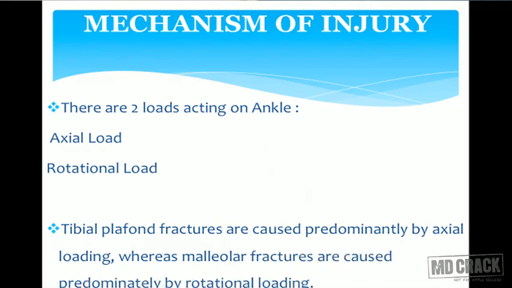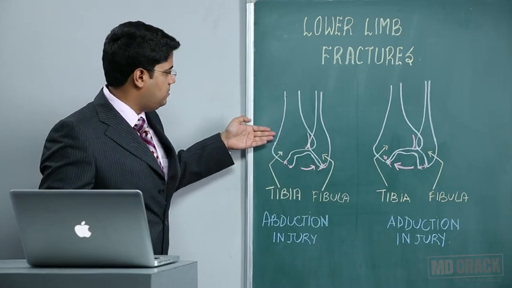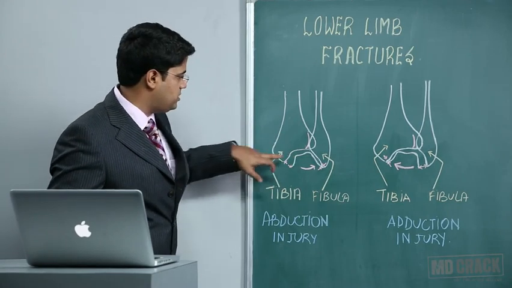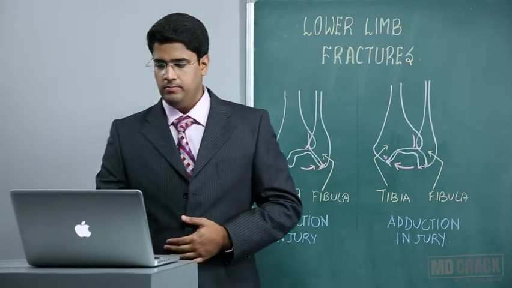There are 2 loads which are always acting on the ankle joint. One is the axial load, that is in the straight line, and the rotational load, that is there is some kind of rotation which is seen at the ankle joint. The tibial plafond fractures are caused predominantly by axial loading, whereas malleolar fractures are caused predominantly by rotational loading. The tibial plafond is the level over the ankle joint. This is the joint, and the malleolar fractures are caused by rotation, that is including the medial malleolus and the lateral malleolus, which are the malleolar region.